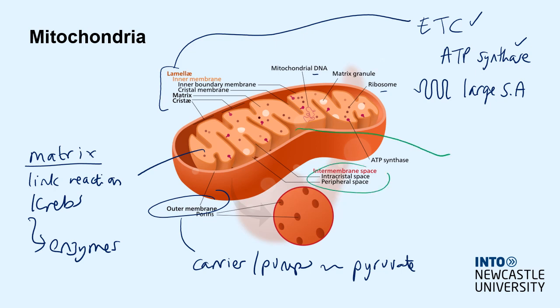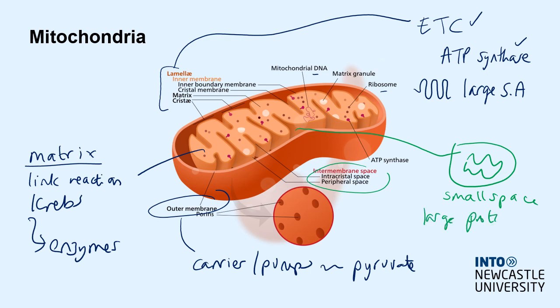The last important part to mention is the intermembrane space. So it's the gap between, if I draw a little cartoon, the outer membrane and the inner membrane. This intermembrane space is a small space, and it allows us to build up a large proton gradient, which will be really important in the electron transport chain for generating lots of lovely ATP.